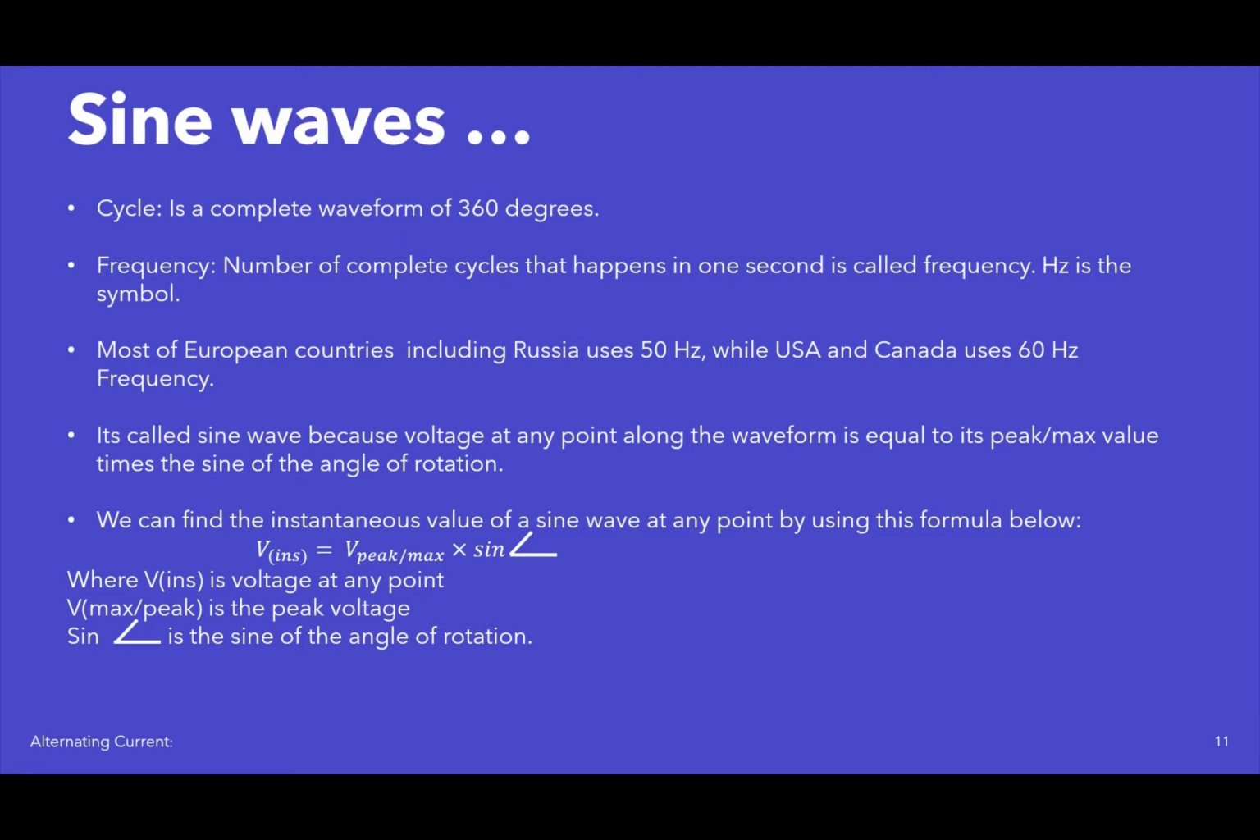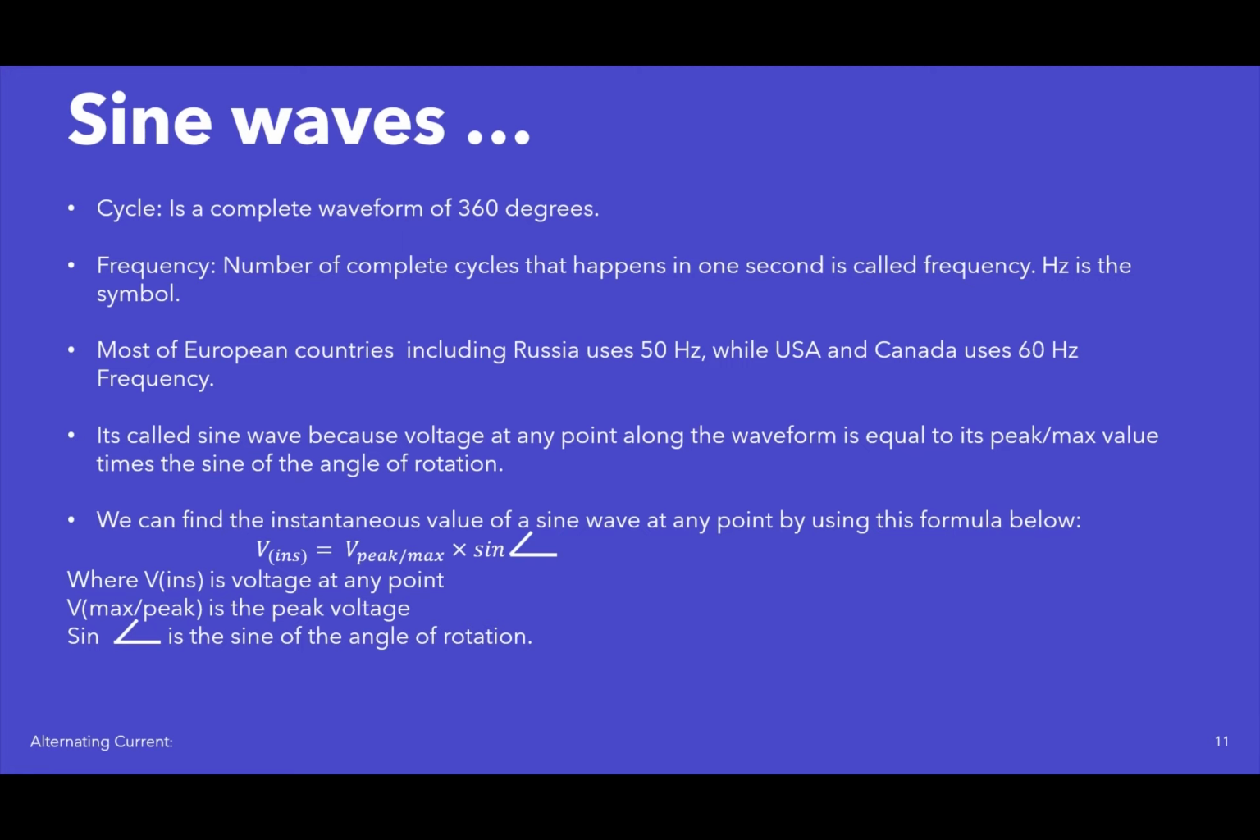Okay, now the sine wave. It's called a sine wave because the voltage at any point along the waveform is equal to the peak or maximum value times the sine of the angle of rotation. So any point is equal to the peak voltage times the sine of the angle of rotation. That's why we call it sine, because it requires a degree of rotation to find the instantaneous voltage at any point.